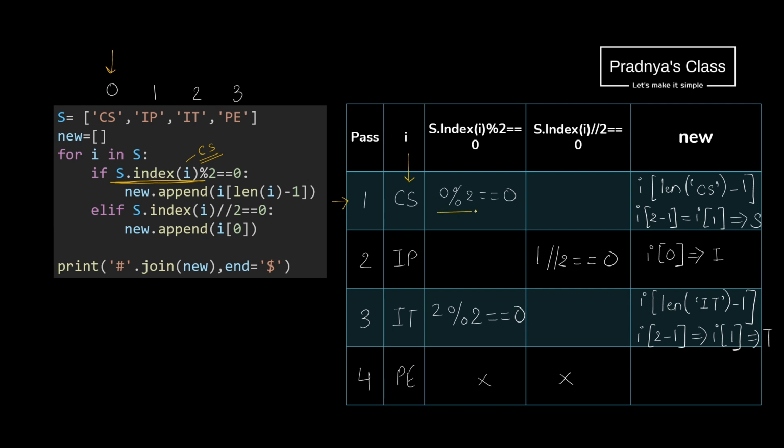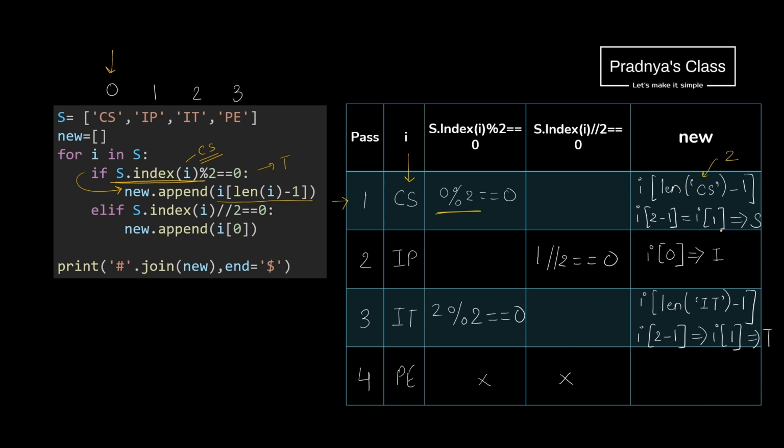If we calculate 0 modulus 2, we will get 0. It means the first condition evaluates to true. So we will come to the true part. Look at this expression. First, let's try to evaluate the expression. Length of I is nothing but 2. There are total 2 characters. 2 minus 1 will be 1.